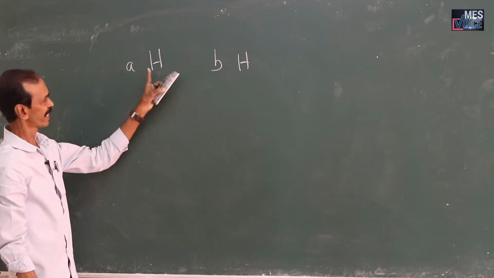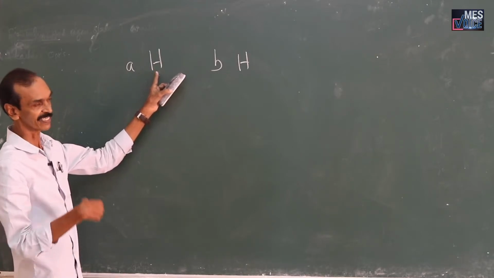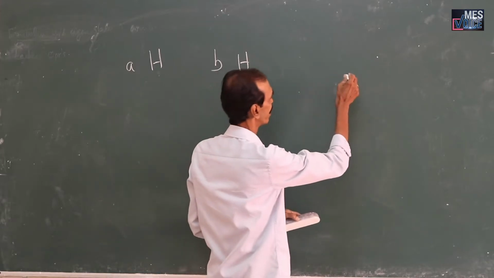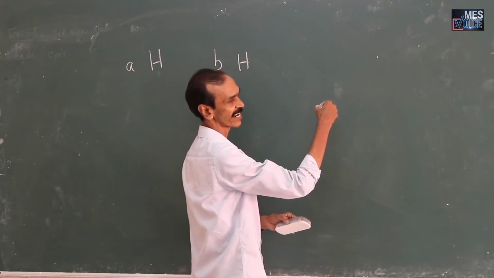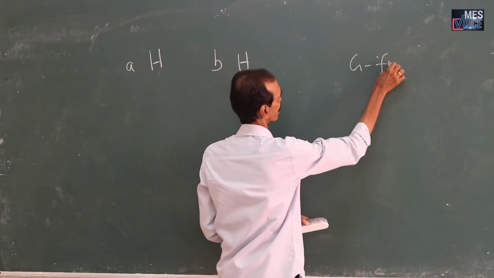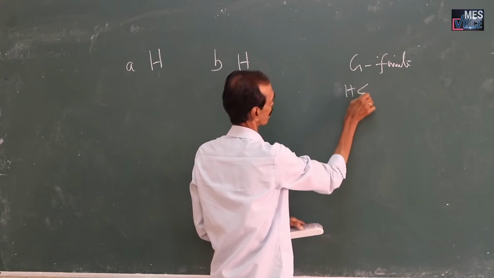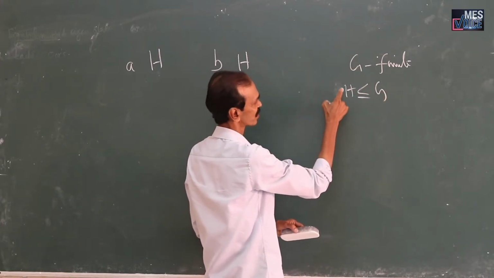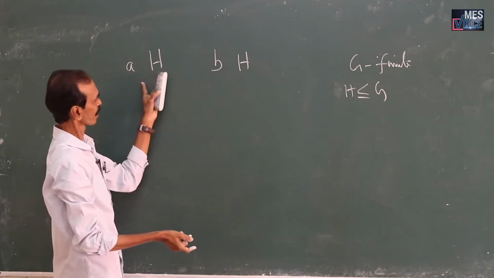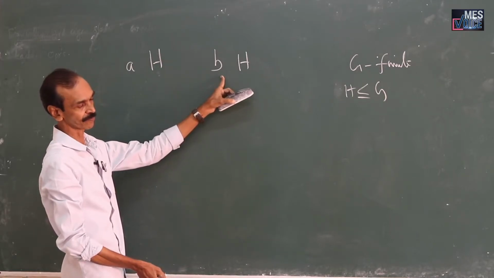Look, remember, G is a finite group and H is a subgroup of G. I am talking about only cosets containing finitely many elements. So, G is a finite group, this is a special case, H is a subgroup of G, therefore H is also finite. Let us see two such left cosets of H in G.